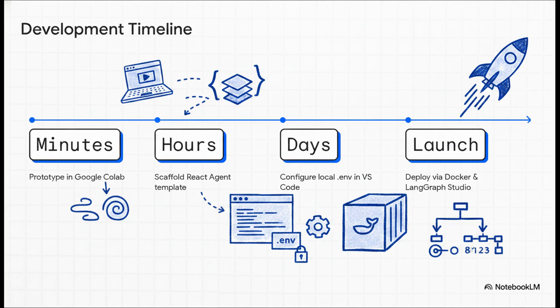And finally, launch time. By using Docker, developers can seamlessly spin this up and test the agent locally using LangGraph Studio on port 8123. This gives you a gorgeous visual interface where you can literally watch your agent's thought process node by node before you ever push it to production.